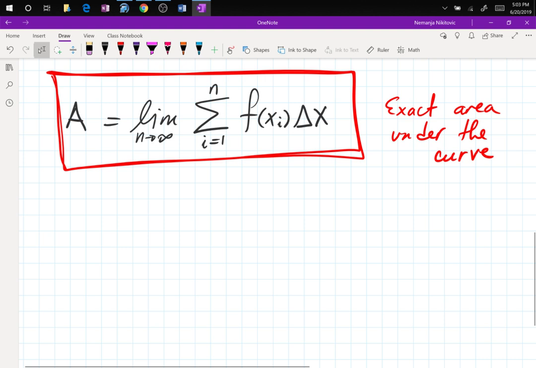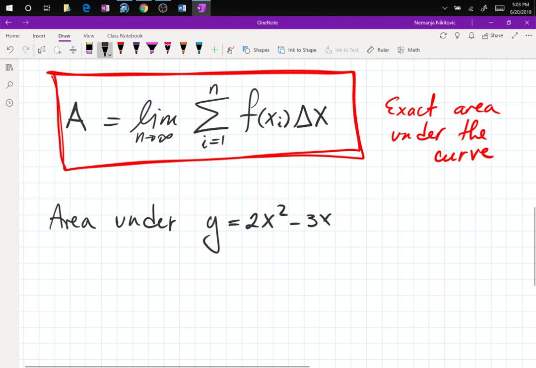So let's take a look at the area under y equals 2x squared minus 3x plus 6 from 1 to what? 1 to 6, thank you. I couldn't think of any of the numbers.